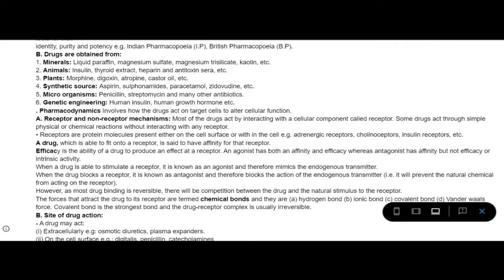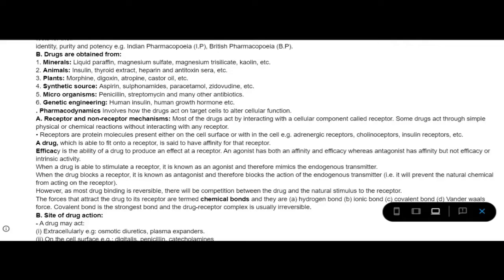Let's go to pharmacodynamics. Pharmacodynamics involves how the drugs act on target cells to alter cellular functions. We are not going deep in that because our main reason for being here today is to look at the relevancy of biochemistry and applied pharmacology to the field of public health. Actually, we have looked at the key things. So let's continue.